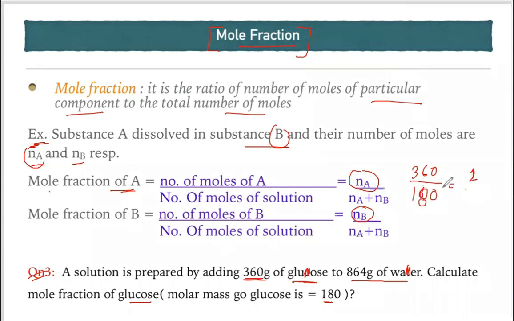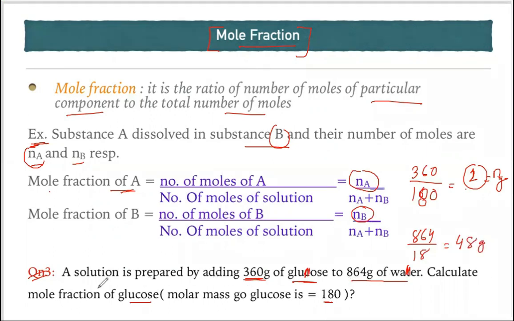So 360 by 180, that is 2 moles of glucose. And we have to calculate the number of moles of water also. So for water, how can we calculate the number of moles? The given mass is 864 divided by 18. So this will be 48.